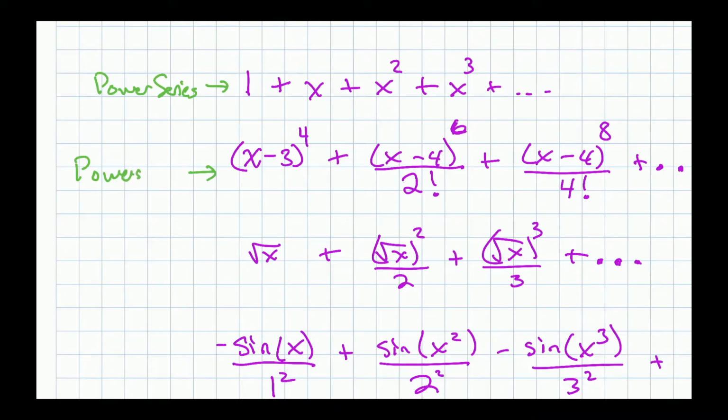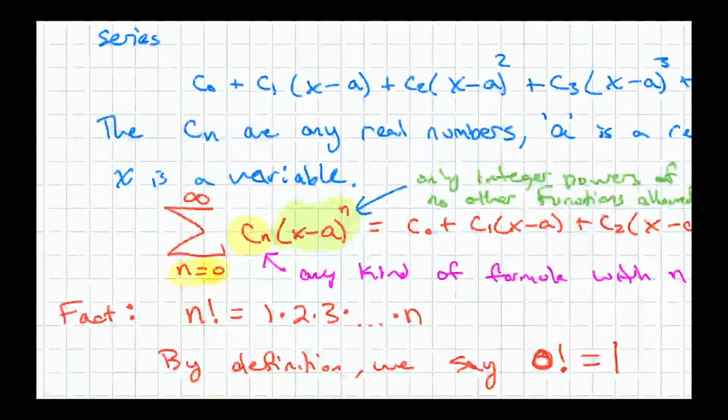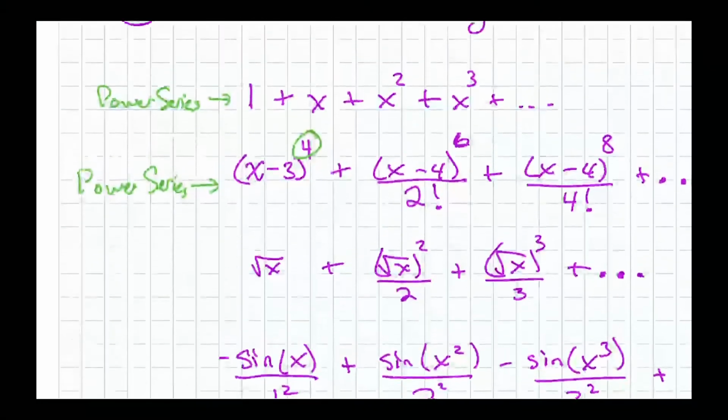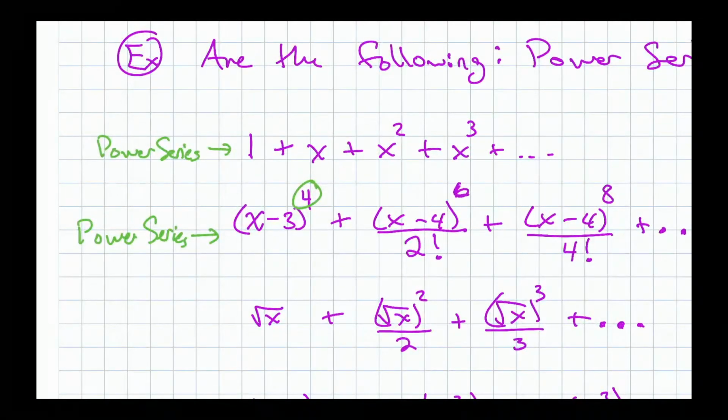Now I purposefully did some stuff that was different compared to the previous one. For example, I started at a fourth power instead of a first power or a zero power. Who cares? Remember, the c's can be any real number. That means they could be zero, and if they're zero, then you're not going to see those terms. So it's perfectly fine that it starts at 4, and perfectly fine that it goes 4, 6, 8 as well. 5 and 7 are not there. That's okay. That just means the c's that go with those terms are 0. Perfectly valid power series.